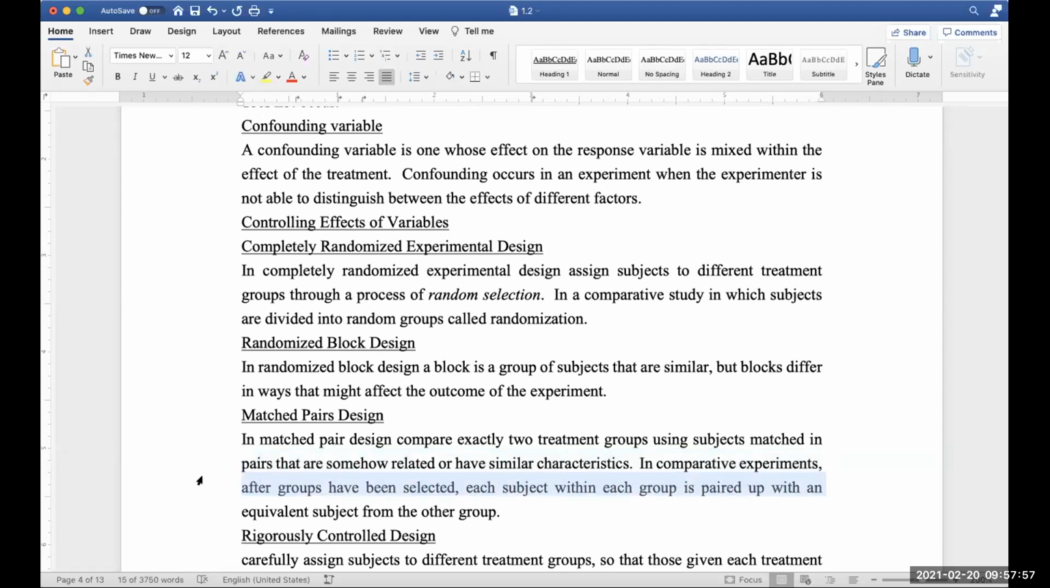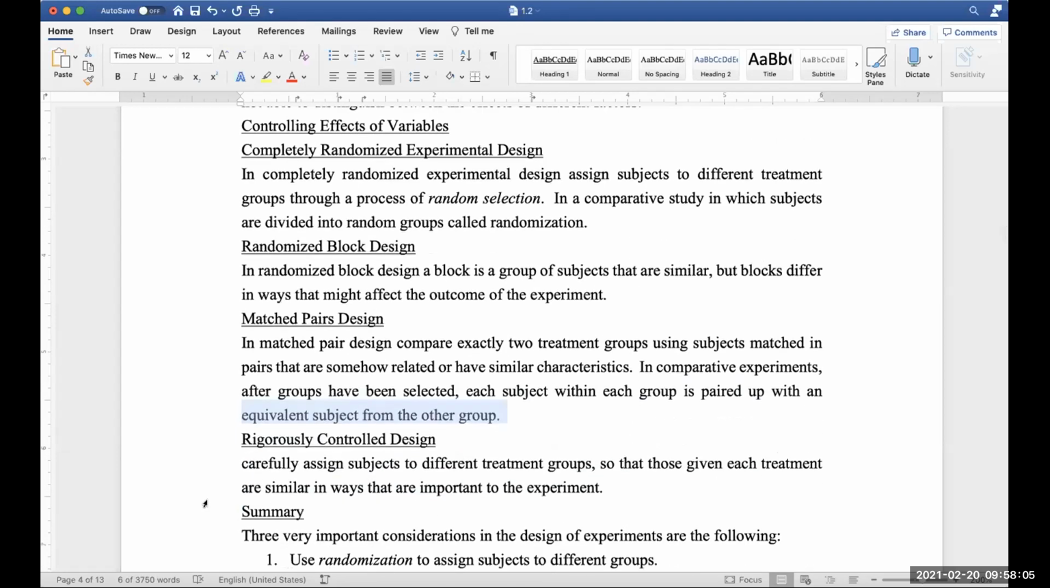So in comparative experiments, after groups have been selected, each subject within each group is paired up with an equivalent subject from the other group. So in this case, they're matched up with themselves. And so you can match yourself. So you can say, well, before and after.